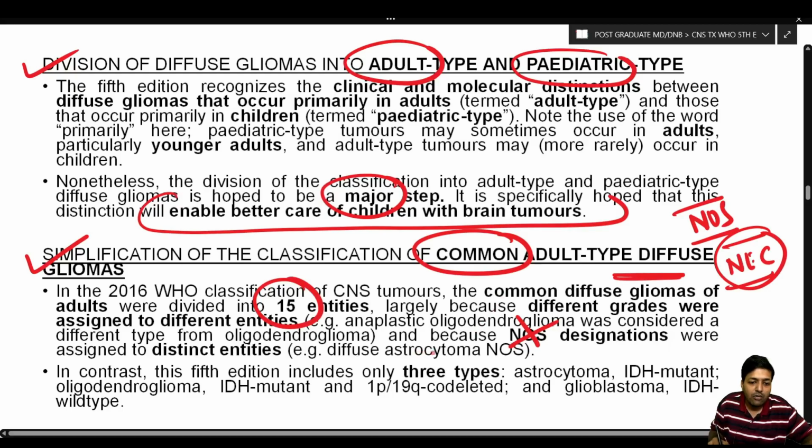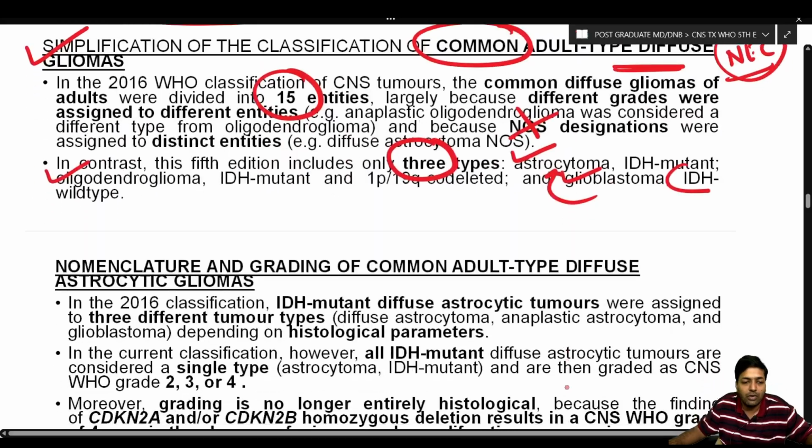So there are only three types now of the adult type of diffuse glioma: astrocytoma IDH mutant variety, oligodendroglioma IDH mutant and 1p19q co-deleted, and glioblastoma IDH wild type. Now, glioblastoma IDH mutant, as a type of diffuse glioma, is going to go under the heading of astrocytoma IDH mutant variety only.